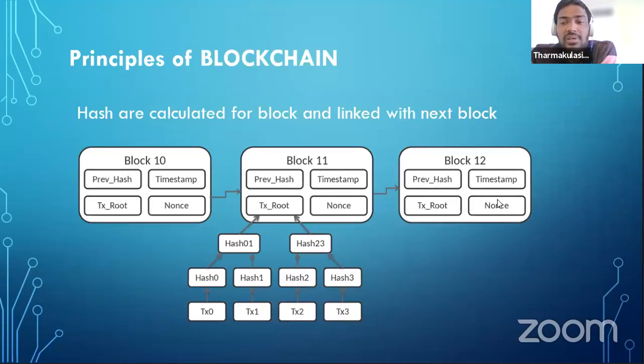If you change this one, this hash value will change. Then you need to change each and every value in the following blocks. So it's very hard, almost impossible, to change or add something in the middle, or edit it. Even if you edit it, you need to change this hash value. So that's why this hash and link mechanism is used in the blockchain.